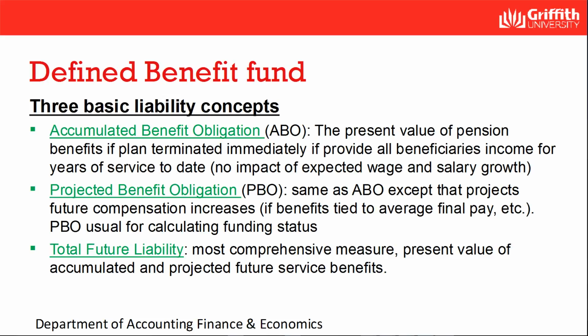The projected benefit obligation is the same as the accumulated benefit obligation, except that it projects future compensation increases if the benefits are tied to average final pay, etc. The PBO is usually used for calculating the funding status. And total future liability is the most comprehensive measure. It's the present value of accumulated and projected future service benefits.